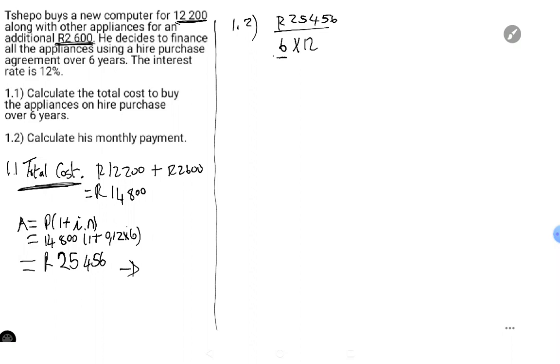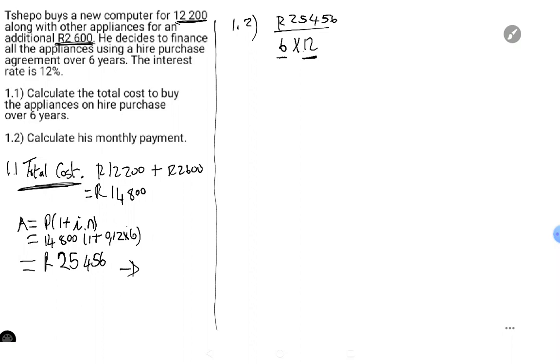So the 6 here is the years, and the 12 here is the number of months, because you are going to be paying a specific amount each month. So if it's each month, that means you're going to be paying for the next 6 years times 12. So you're paying 12 months a year, and then 12 months another year, and another, and another, and another, and 12 months for the last year, which is 6 12s.